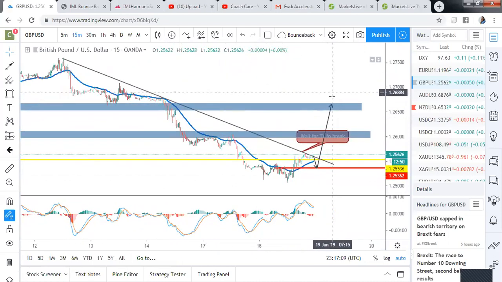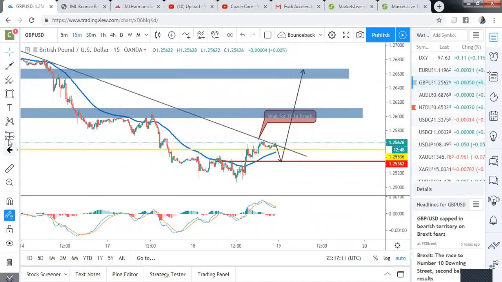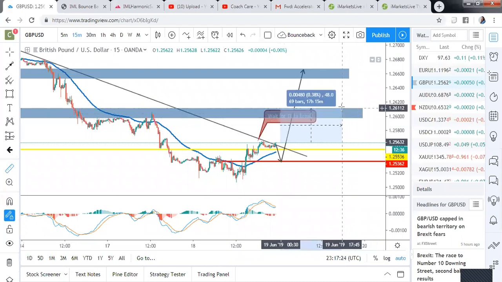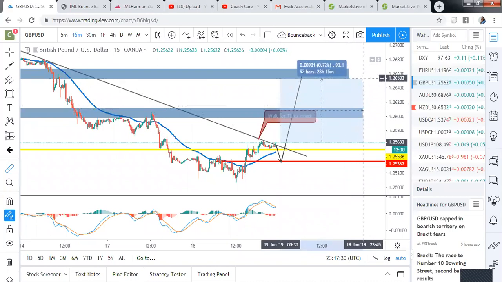Right. So take profit 1 is here. You're looking at about 34 pips. And if it breaks this structure, what you're looking for is a solid body candle to break above this structure here, right? Once we get that break, then over to take profit 2 will push us to about 90 pips.